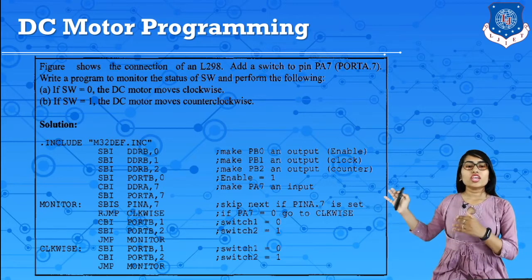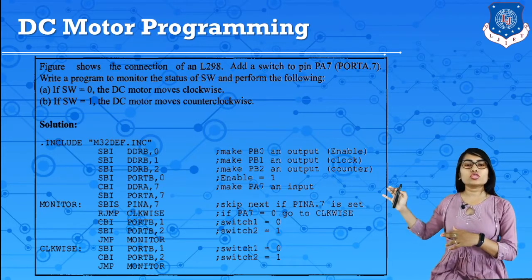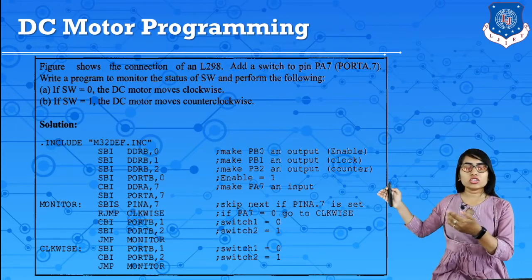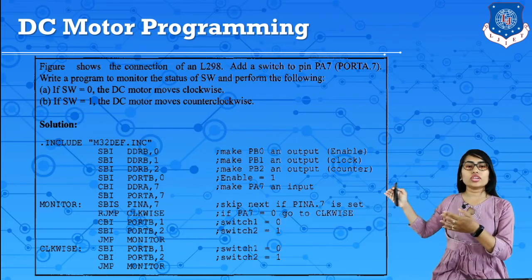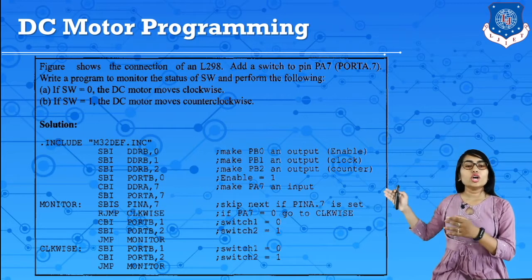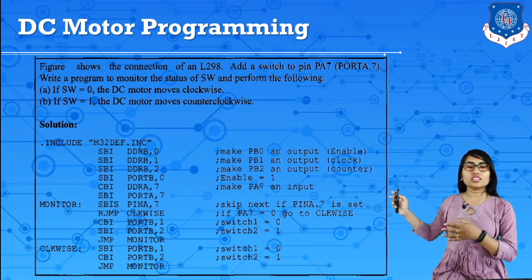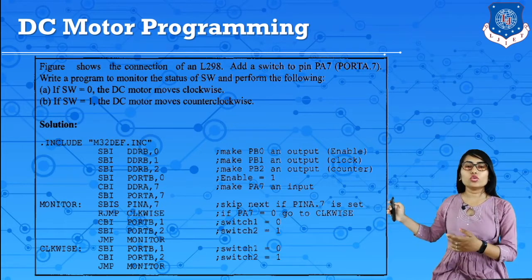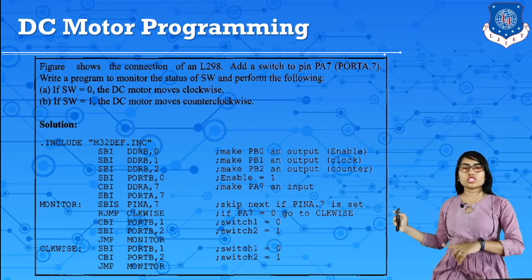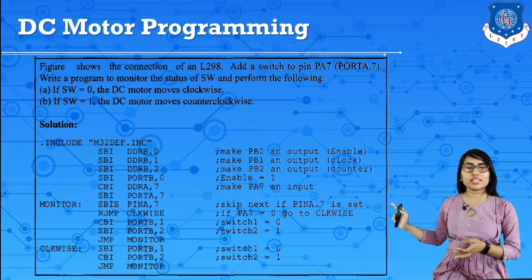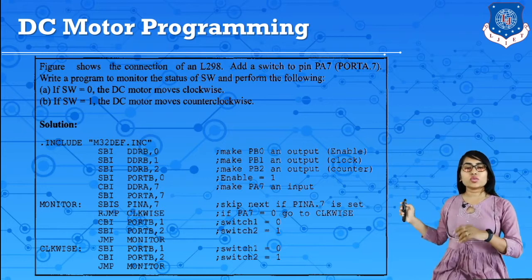So here, if PA.7 is equal to 1, it will skip the next instruction. If A.7, this switch, is equal to 0, it will execute the next instruction and jump to the clockwise direction. So whenever PA.7 is equal to 0, it will jump to the clockwise direction, otherwise it will go to the anti-clockwise direction. So for clockwise, we have to make switch 1 equal to 0 and switch 2 equal to 1, and for anti-clockwise we have to make switch 1 equal to 1 and switch 2 equal to 1.